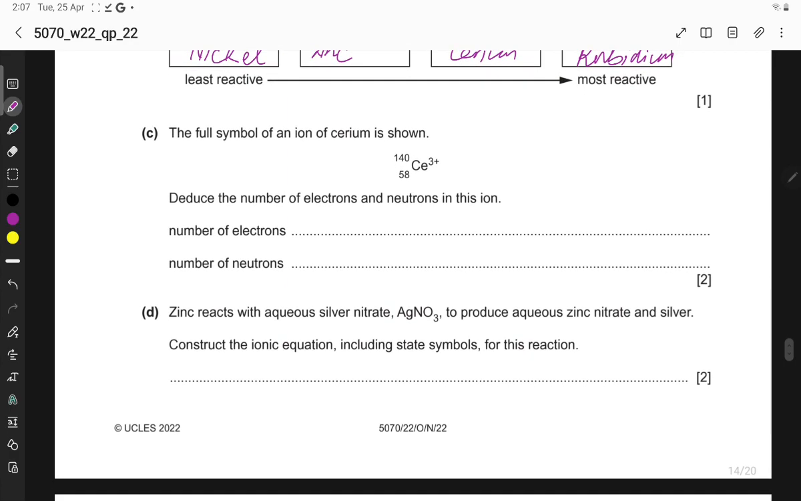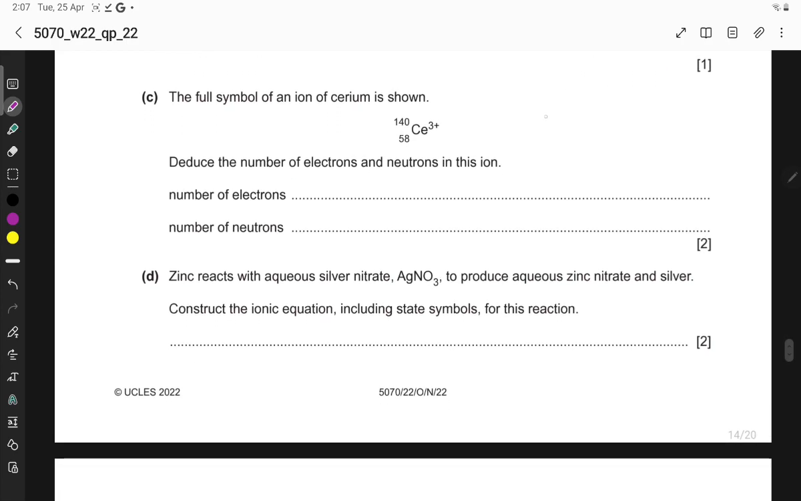The full symbol of an ion of cerium is shown. This question asks for the number of electrons and neutrons in this ion. 58 is the number of protons. So the number of electrons will be 3 less than 58, so it is 55, because positive ions are formed when a metal loses electrons. The mass number is 140, so the number of neutrons is 140 minus 58, which is equal to 82. The number of neutrons is 82.